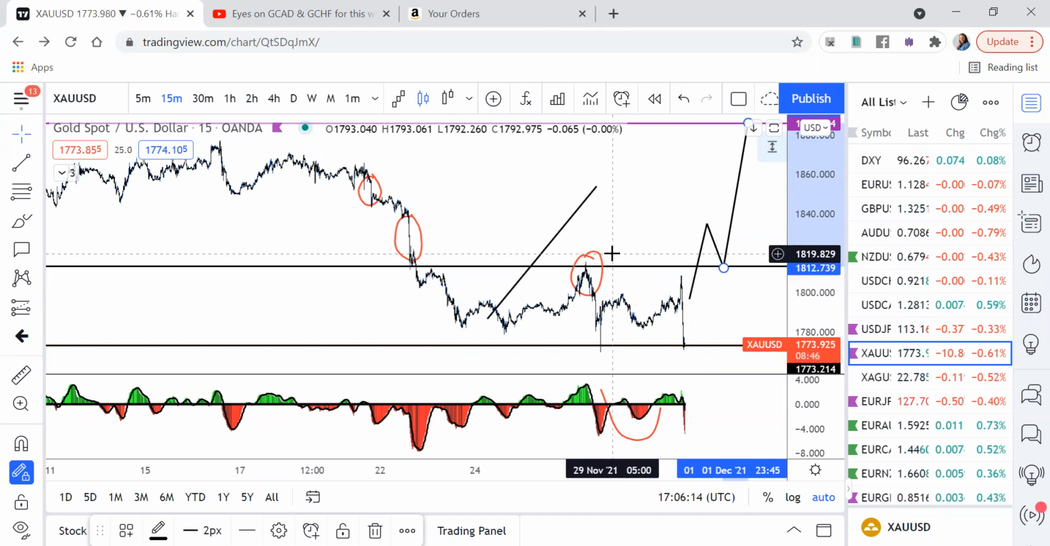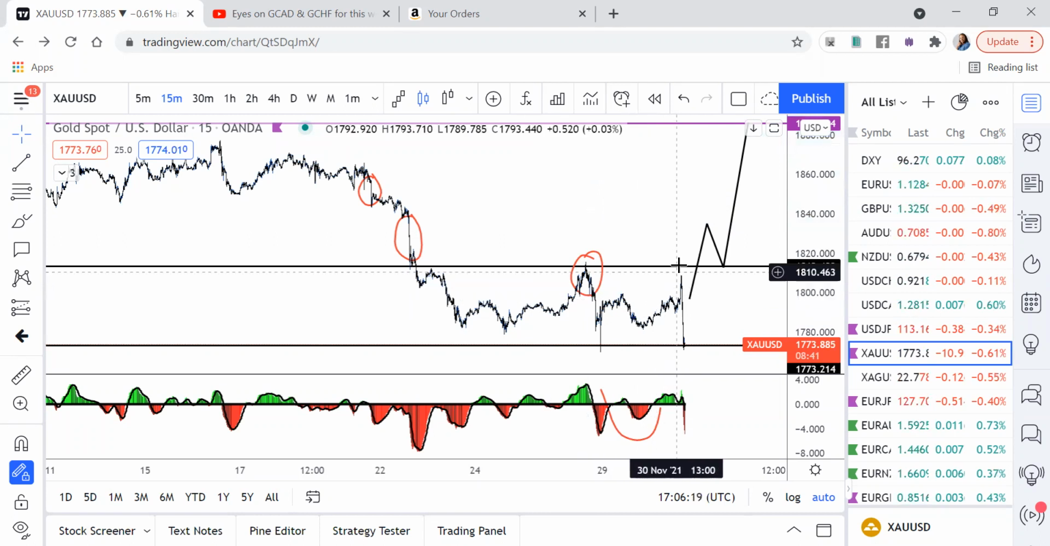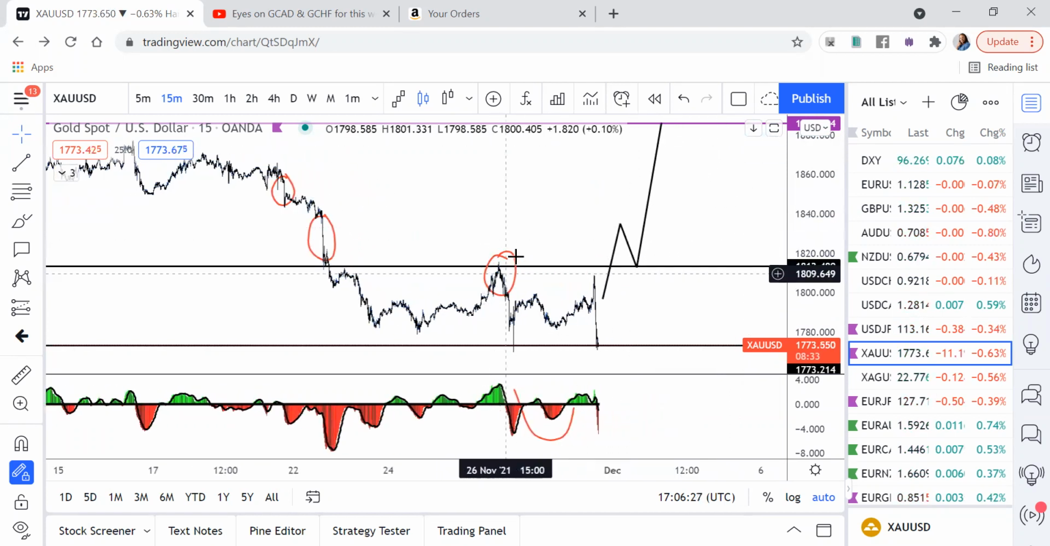All right. So that is my analysis on gold. But I am looking for gold to come back up to these highs and to buy. But my confirmation for it would be it breaking this previous high.